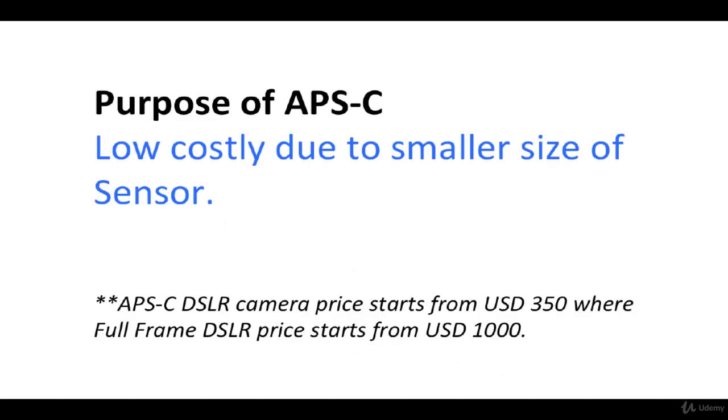Why APS-C? It is low cost due to the smaller size of the sensor. An APS-C DSLR camera's price starts from nearly USD 350 and above, whereas a full frame DSLR's price starts from USD 1000.